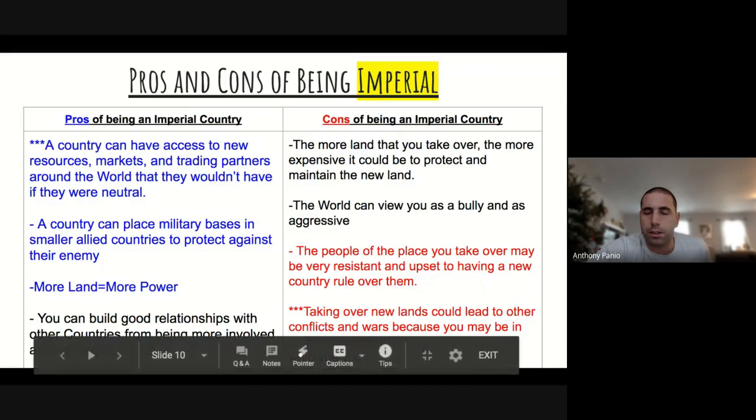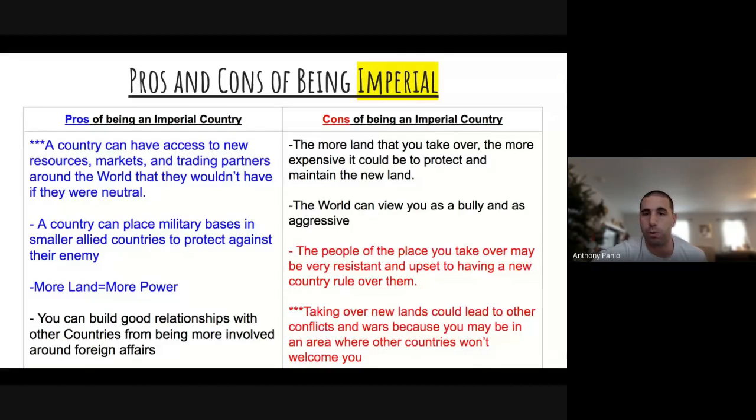All right. Let's go through. We talked about the relationships. Let's talk about the cons. What are the negatives of being an imperial country? If you're an imperial country like the United States, the more land you take over, the more expensive it could be to protect and maintain the land.